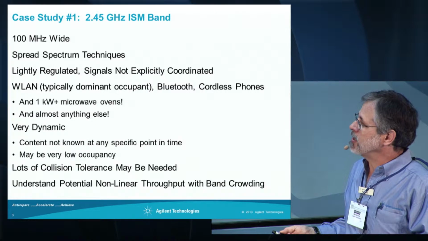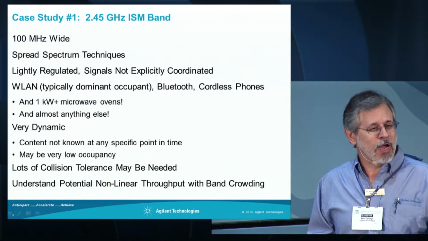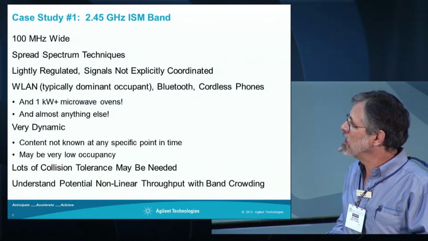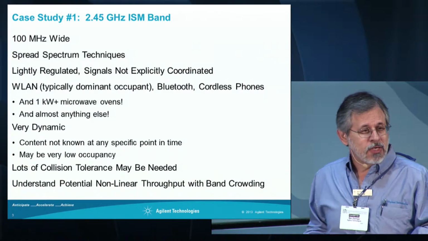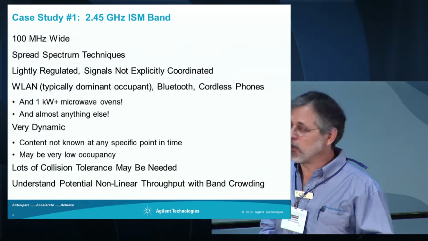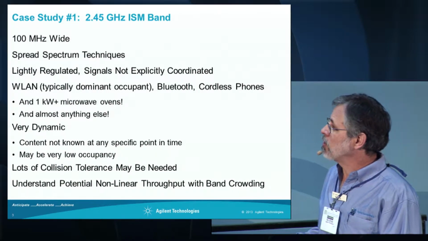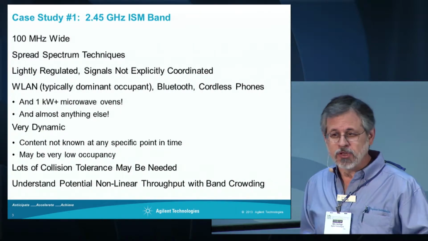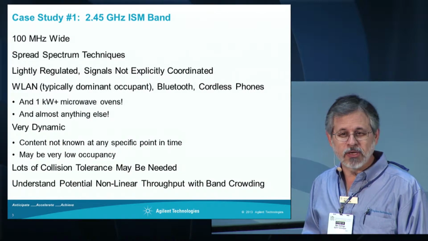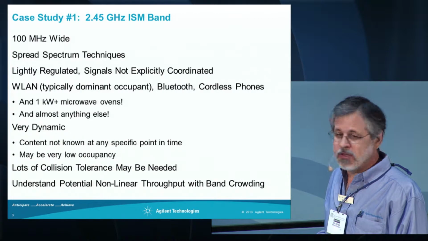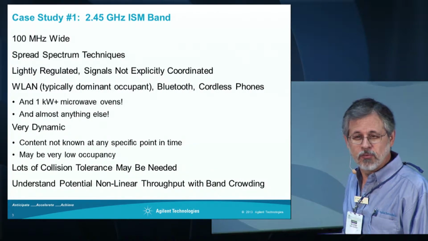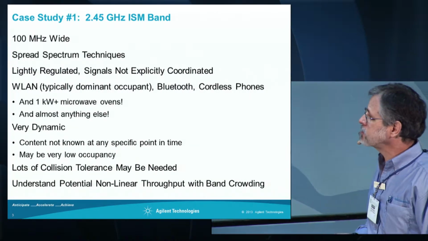Wireless LAN is the typically dominant occupant in this because it's the widest set of signals, the most commonly used. But there are other things, especially including Bluetooth, cordless phones, and then importantly, if you're concerned about interference, things like kilowatt or greater microwave ovens with sort of limited stability and certainly limited shielding. So it's a challenging band in some ways, and just about anything can be there if it meets the restrictions of the band.